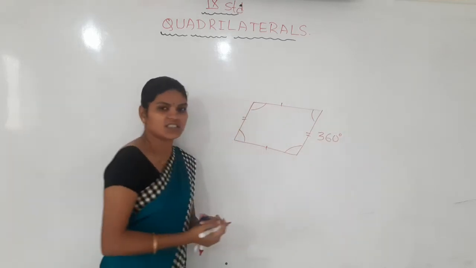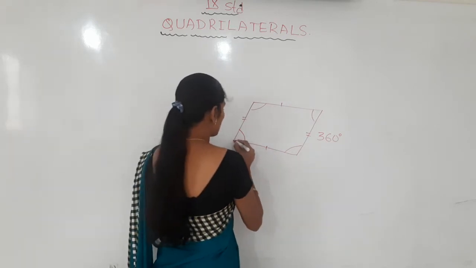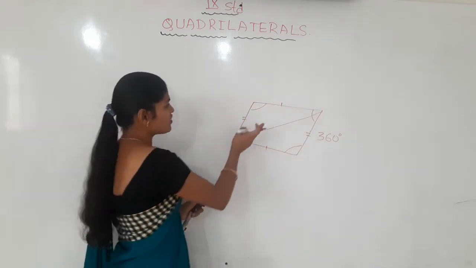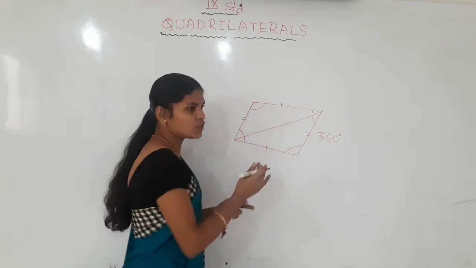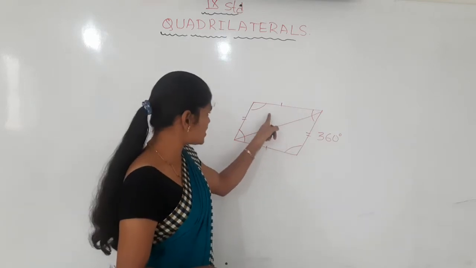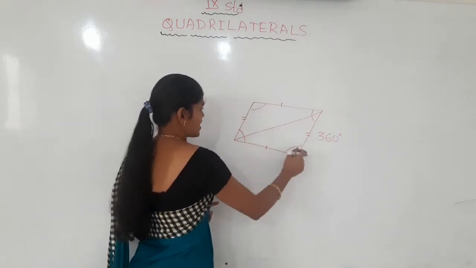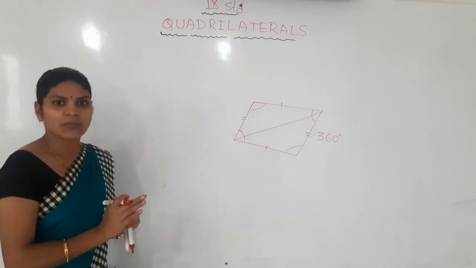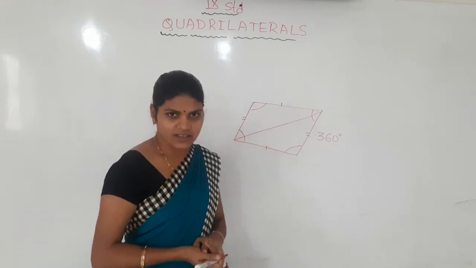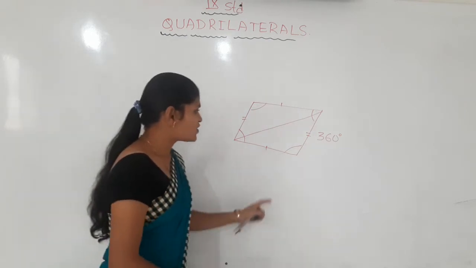Much? 360 degrees. Before going to this one, if you draw a diagonal in a quadrilateral, any one of the diagonals, either this one or this one, it divides the given quadrilateral into two congruent triangles. Congruent means they are the same in size as well as the same in shape. So this diagonal or this diagonal divides the given parallelogram into two congruent what? Two congruent triangles.